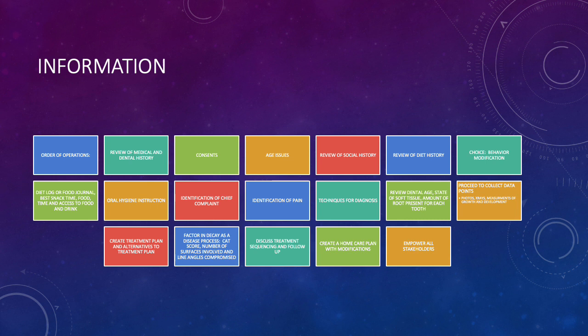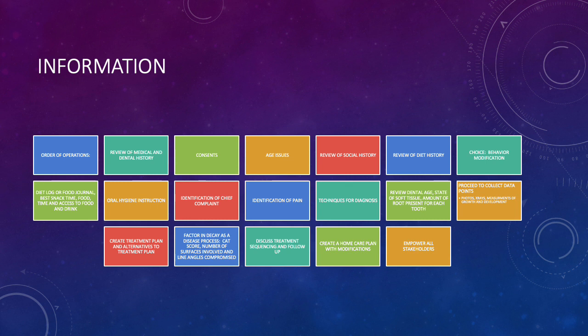Then we apply our standard techniques for diagnosis. This is visual exam, a variety of different pulp exams, x-ray examination. Perhaps it's utilizing laser augmented diagnostics, but we need to decide what techniques we're going to apply. We need to review age, state of soft tissue, amount of root present for each tooth, your standard kind of perio exam. And again, this is where we collect data points, and data points help us to make our conclusions, which help us to design our plan.